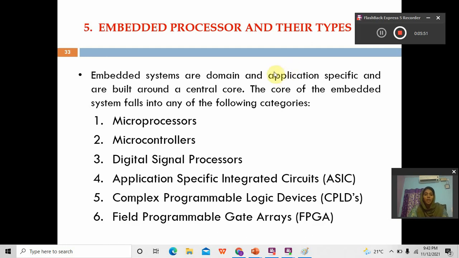Embedded systems are domain and application specific and are built around a certain core. The core of the embedded system falls into one of the following categories, depending on the application. Most embedded systems use microcontrollers. For signal processing related tasks like speech recognition and video compression, we use a digital signal processor as the core. For ASIC purposes we use an ASIC as the core, and for VLSI purposes we use complex programmable logic devices or field programmable gate arrays.